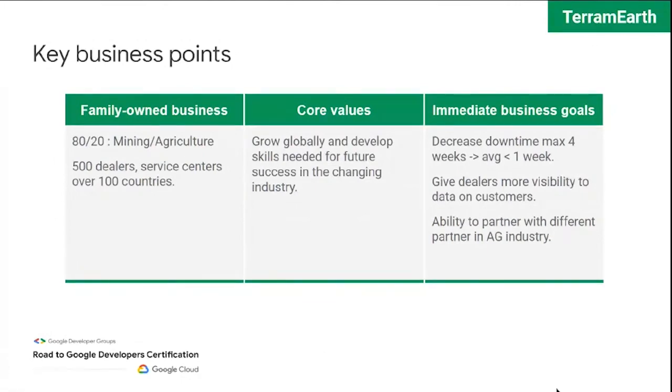So the pattern you might have seen already is that all of these companies want to scale and grow. And this is why an architect comes in to analyze and investigate business requirements and propose plans for growth, at least in the IT domain. They want to decrease their downtime from 4 weeks to an average of less than 1 week. Also, they want to give their dealers, which are about 500 dealers, more visibility into the data of customers. And they want the ability to partner with different partners in the agriculture industry.